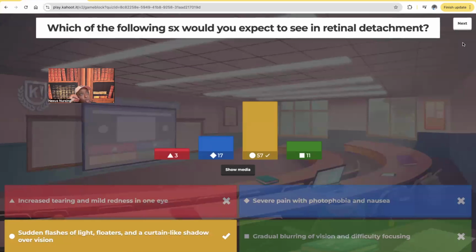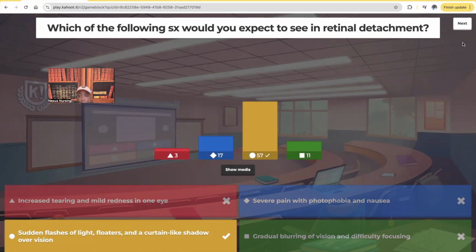First of all, retinal detachment, this is an ocular emergency, okay? It's an emergency of the eyeball. What's happening is the retina has detached from its position, pulls away from the normal position. Now, let's look at the other choices. Increased tearing and mild redness in one eye. It could be from irritation, it could be from allergy, it could be from a foreign body. Lots of things can cause that. The next one, severe pain with photophobia and nausea. That is acute angle glaucoma.